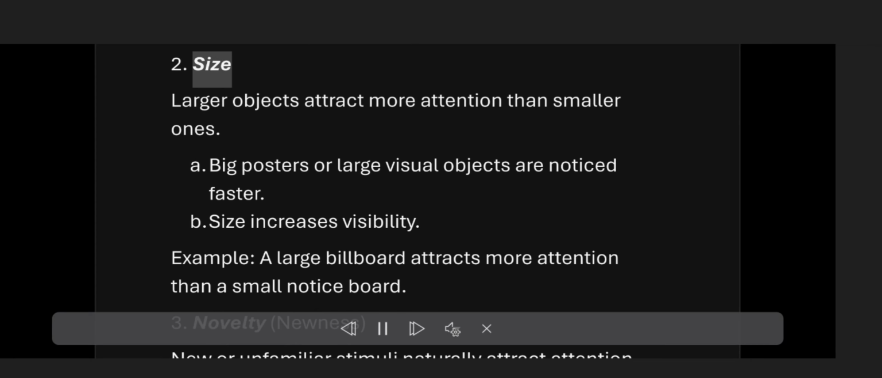2. Size. Larger objects attract more attention than smaller ones. Big posters or large visual objects are noticed faster. Size increases visibility. Example, a large billboard attracts more attention than a small notice board.